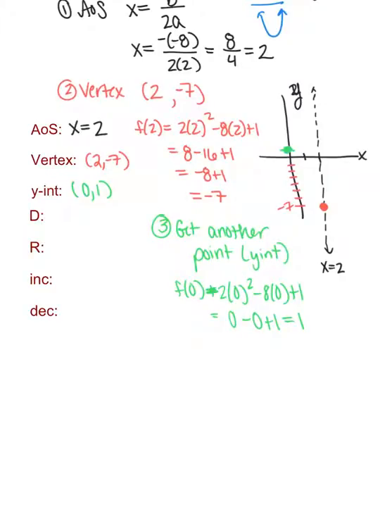So now that I've found that y-intercept, I can use symmetry to flip that about that axis of symmetry and get my last point that I need to get my sketch. So here, this is 2 units away from the axis of symmetry. So if I go 2 more units out, I land here at the point 4, 1. And now I have everything I need to sketch a graph of my parabola.